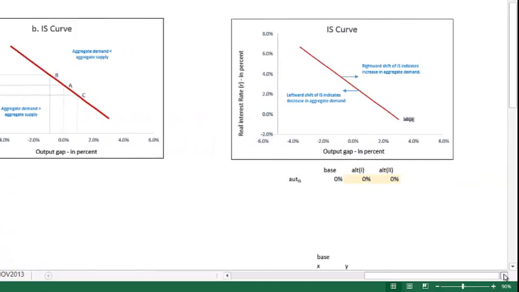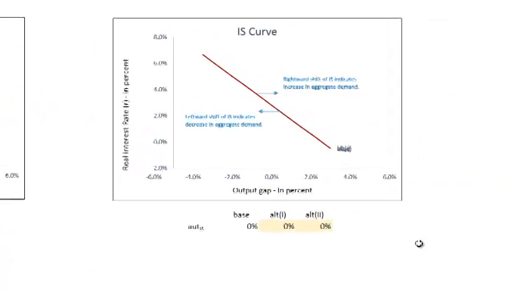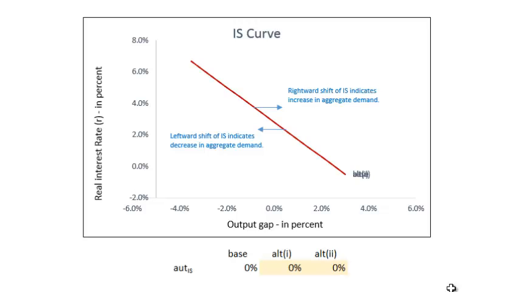What happens if we have shocks to aggregate demand? Let's suppose that the government decides that it wants to spend less, or households decide that they autonomously wish to spend less, or firms decide that they wish to spend less because they're worried about future profits. Let's call that a minus 1% shock. You'll see that this is going to mean a reduction in output for every interest rate, all else constant, and that will mean a shift to the left of the IS curve.